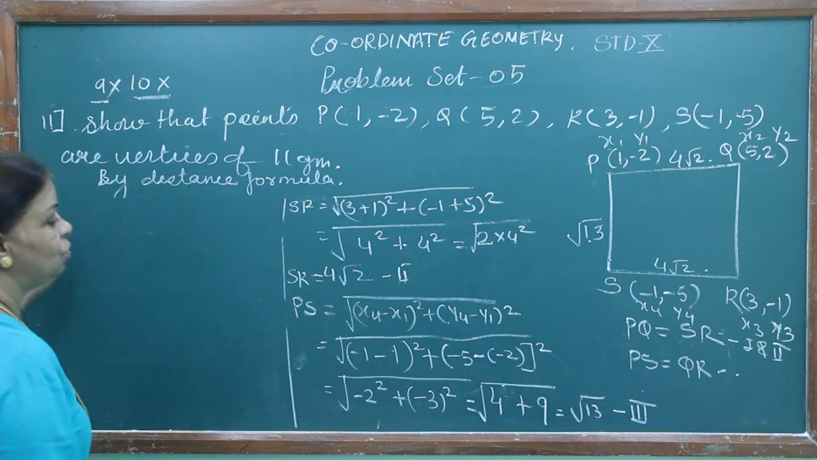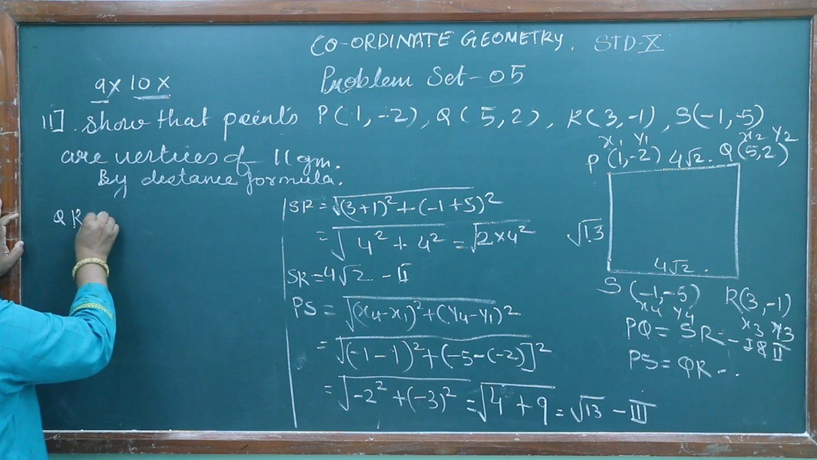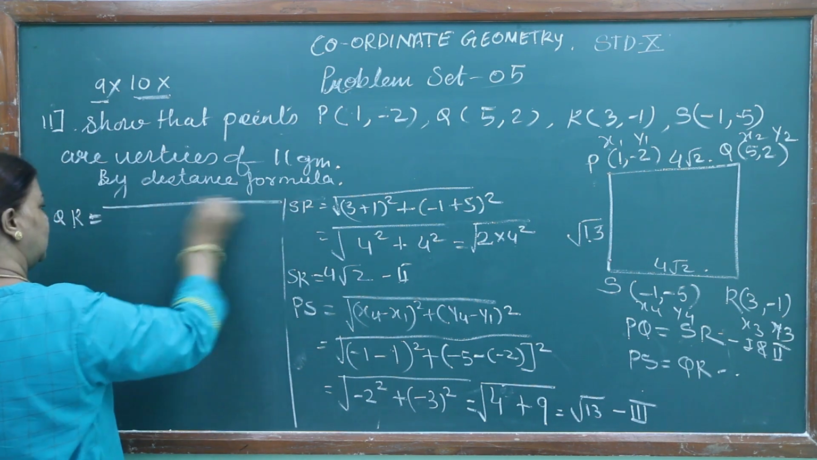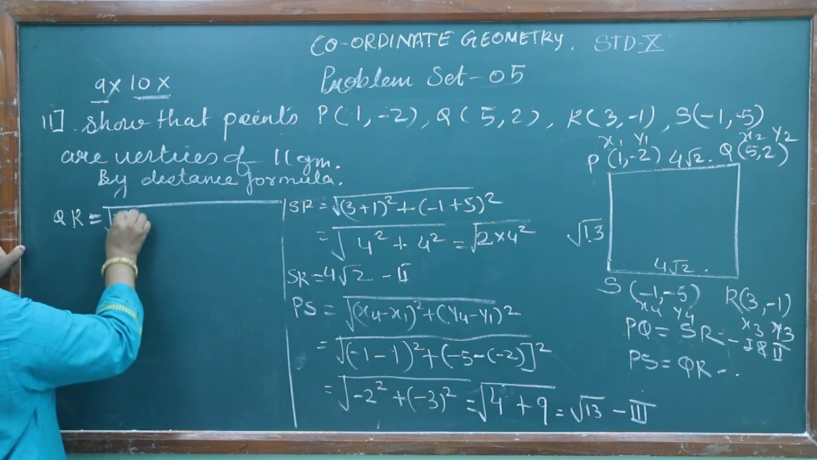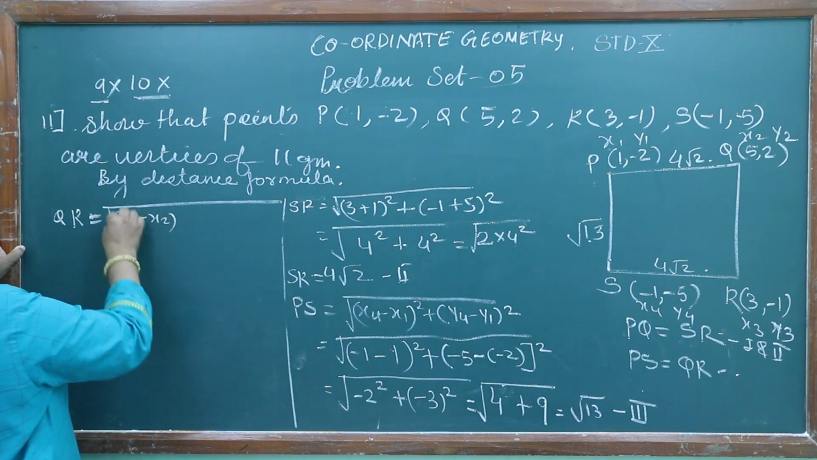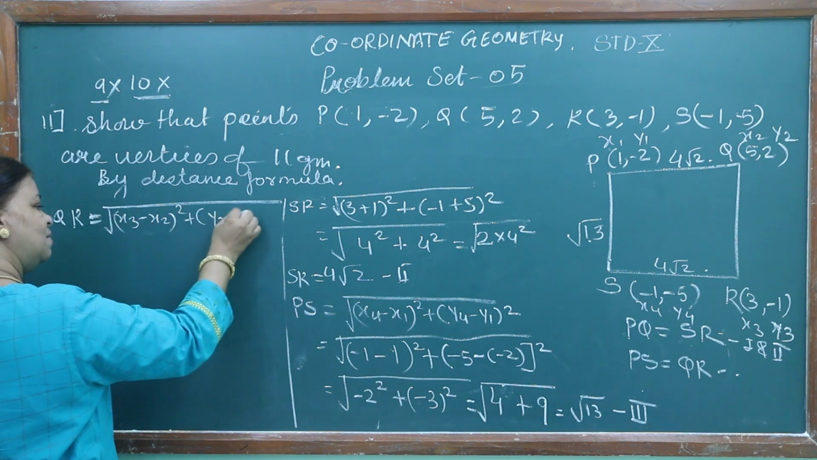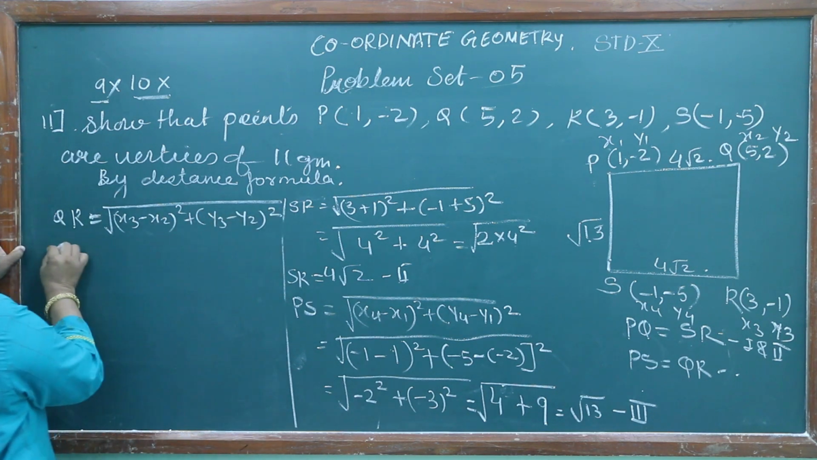Let us find QR by distance formula, and that is x3 minus x2 the whole square plus y3 minus y2 the whole square. Place the values.